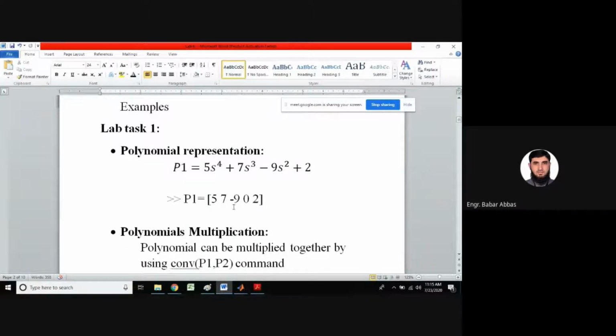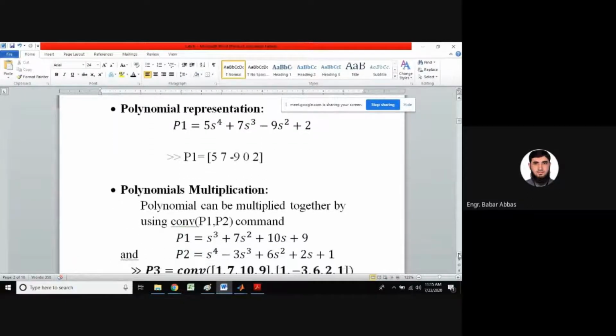Inside the square brackets, you write the coefficients of the polynomial. For example, the coefficient of s^4 is 5, coefficient of the s cubed is 7, and the coefficient of s squared is minus 9. Similarly, coefficient of s is 0, and the constant coefficient is equal to 2. So that is simply a row vector.